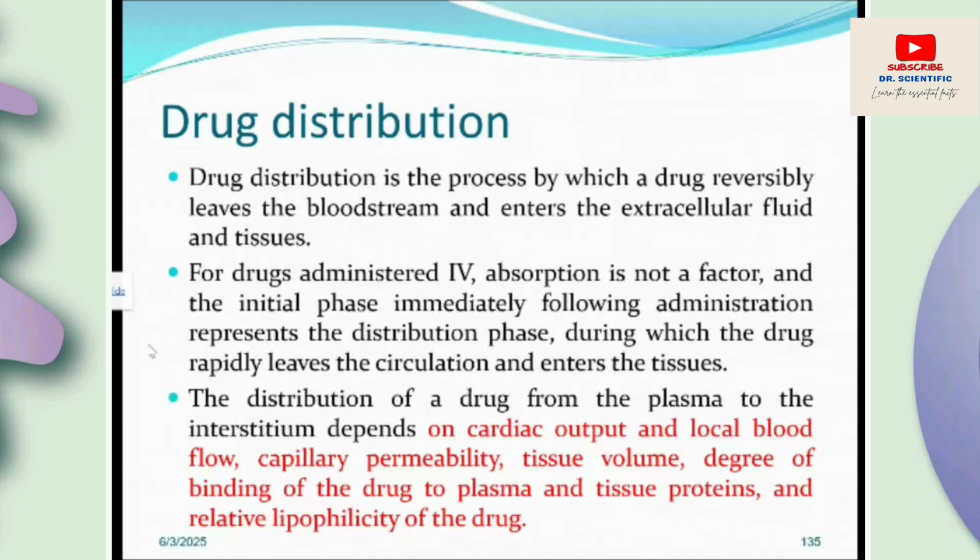I think that's debatable. We can't just pass with one sentence. Degree of binding of the drug to plasma. If there's a high degree of binding of the drug to plasma and tissue proteins, how will the distribution be? Faster or reduced? Any thoughts about that? When the degree of binding of the drug to plasma and tissue proteins is high, I think the distribution of the drug will be high or reduced.